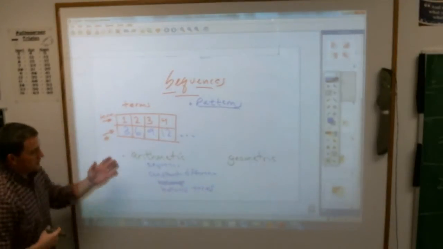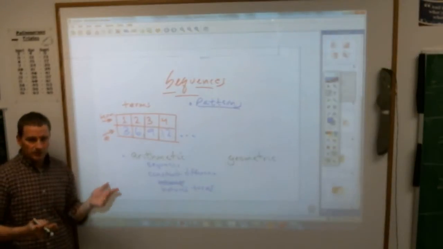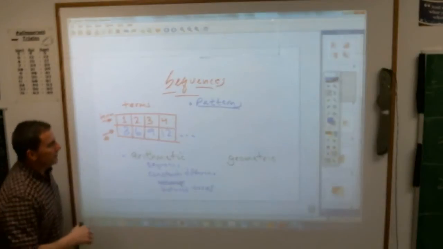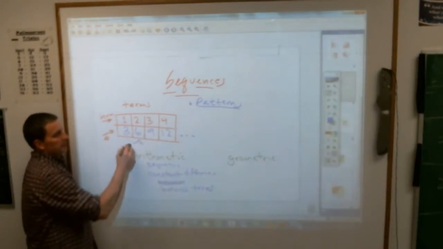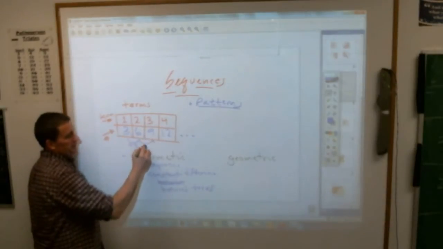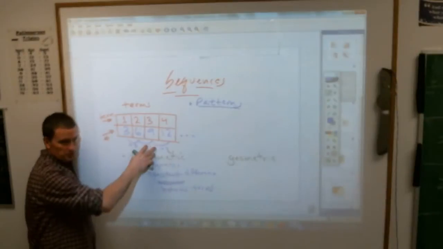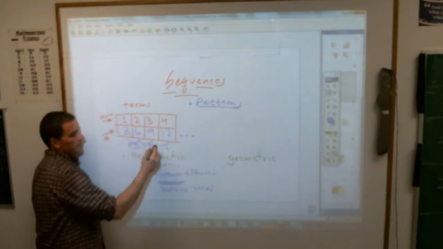In other words, this is an arithmetic one because, by the way, with the difference we always think of subtracting, but it could be adding here. To go from one term to another, what are you doing every time? You're adding 3, correct? So the difference between each term is 3. The constant is adding 3 every time.